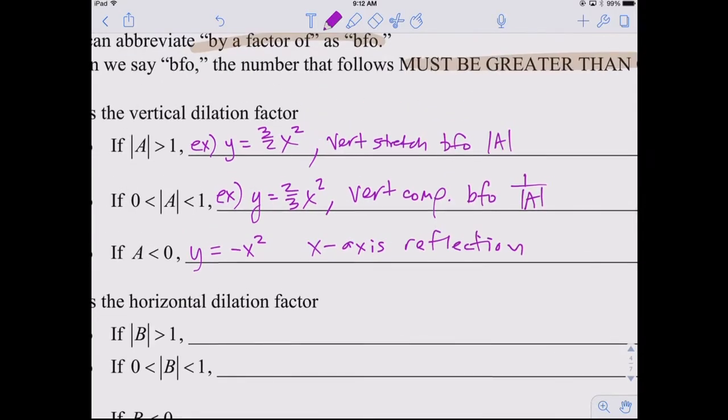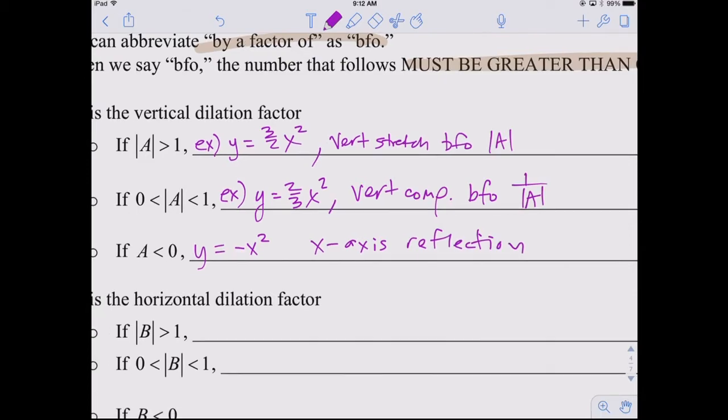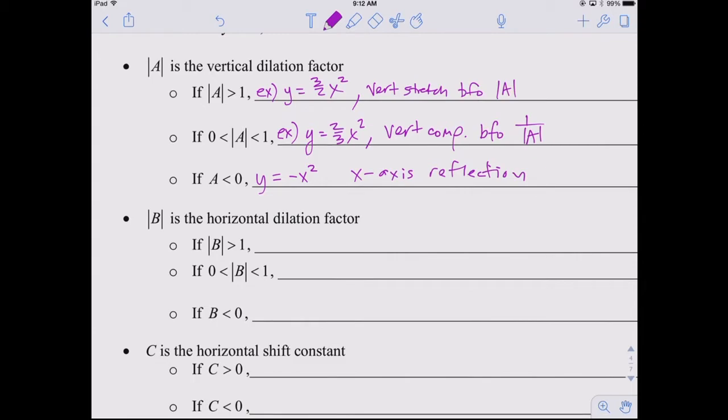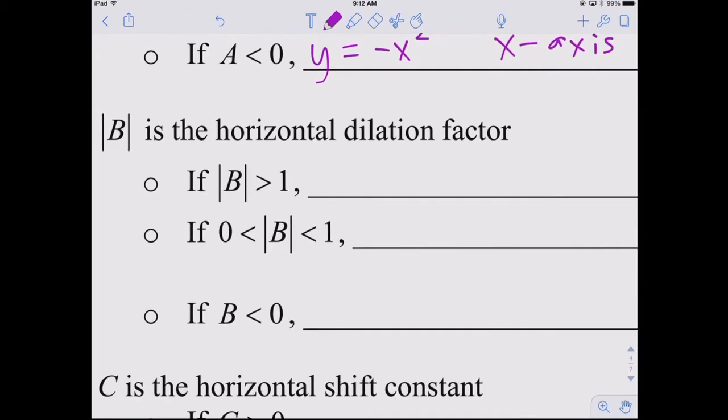So the vertical dilations are exactly as what you would expect them to do. If it's bigger than 1, it's going to make the graph taller. If it's less than 1, it's going to make it shorter. The horizontal dilation, that happens on the inside. That's the absolute value of B.